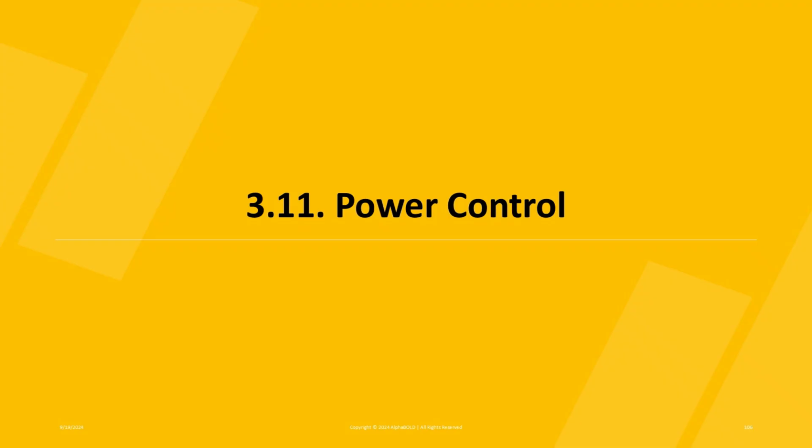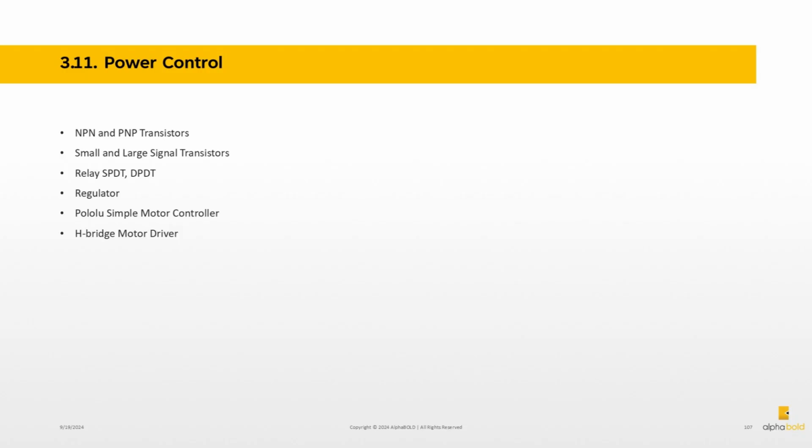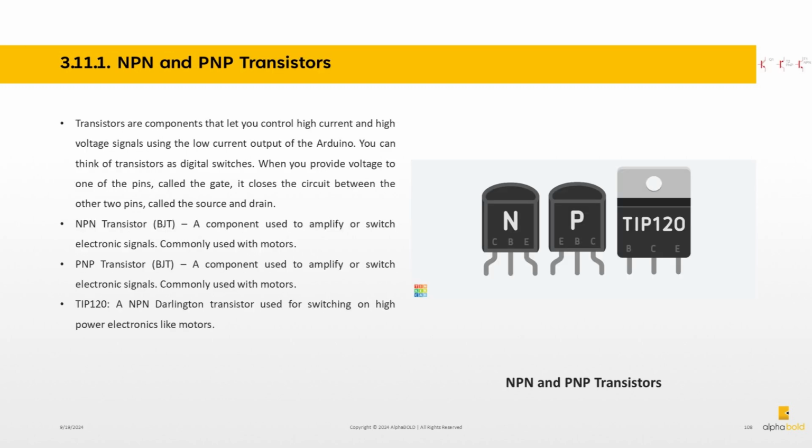Power control. Let's now explore the transistors, relays, regulators, motor controllers, and motor drivers. Transistors are components that let you control high current and high voltage signals using the low current output of the Arduino. You can think of transistors as digital switches. When you provide voltage to one of the pins, called the gate, it closes the circuit between the other two pins, called the source and drain.